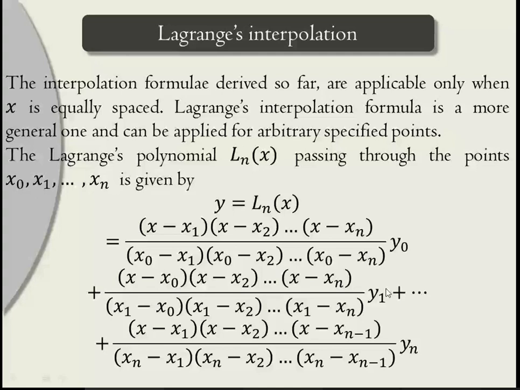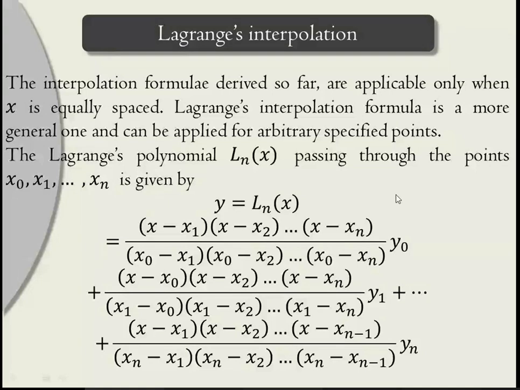Like that, continue. If there are indices 0, 1 up to n, these are total n plus 1 terms, so we take the addition of that many terms. So it is very easy. If you remember this format, you can easily get the solution. Just simple multiplication and calculation we have to do to get the answer.